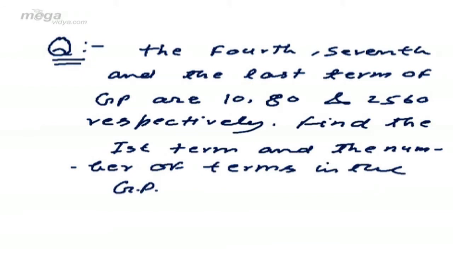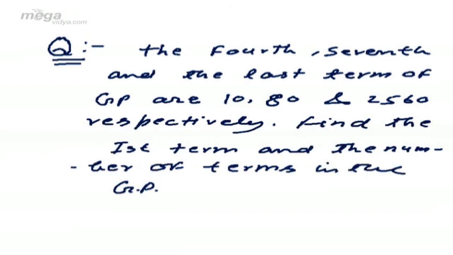The question is: the 4th, 7th and last term of a GP are 10, 80 and 2560 respectively. Find the first term and the number of terms in the GP.